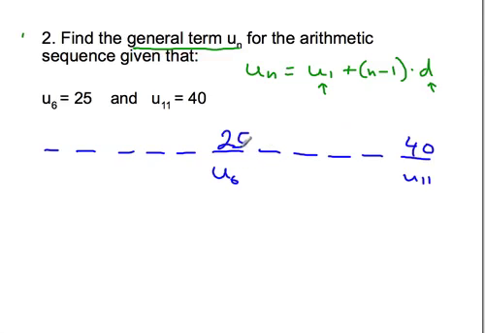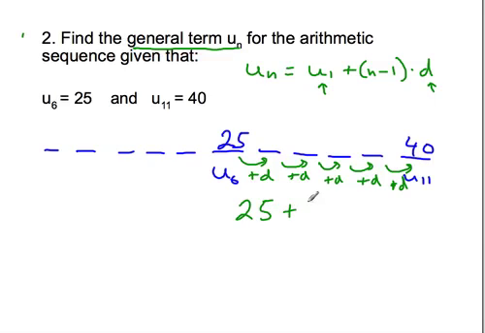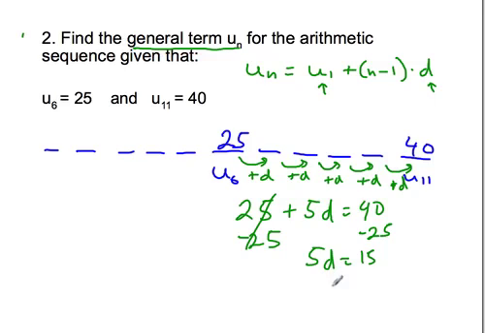So one way to approach that is, in order to get from 25 to 40, you have to keep adding the common difference, which is d. And how many times are we going to do that? Well, from 6 to 11, we have to add d 5 times. So you can set the equation 25 plus 5d equals 40, and then solve for d. So we get 5d equals 15, and divide by 5, we get d equals 3. So we're partway there. We have the d value, which equals 3.